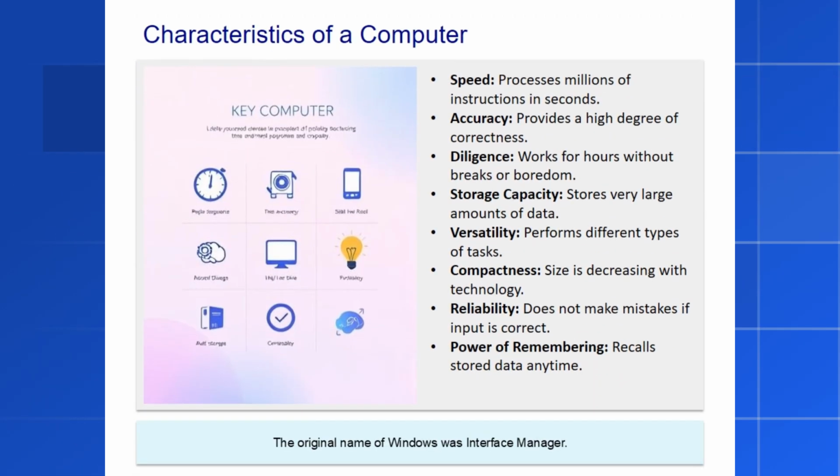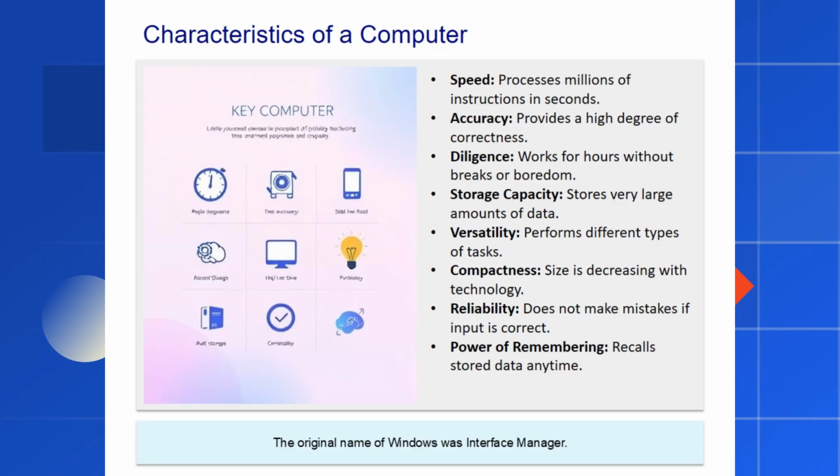Now let's talk about what makes computers such powerful tools. They have several amazing characteristics. First, there's speed. A computer can process millions of instructions in just a few seconds. Then there's accuracy, meaning every calculation is performed with a very high degree of correctness. Computers also have diligence. They can work for hours without breaks, getting tired, or bored.